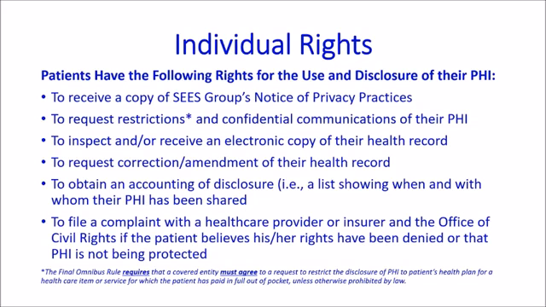Patients also have a right to request a copy of their health record. If desired by the patient, SEAS Group must be able to produce an electronic copy of the patient's health record. The patient may request a correction or an amendment to their PHI. Patients also have the right to request and receive an accounting of disclosure, which is a list showing when and with whom their PHI has been shared. Lastly, patients have a right to file a complaint with any SEAS Group entity as well as with the Office of Civil Rights if the patient feels their HIPAA rights have been denied or their PHI is not being protected.